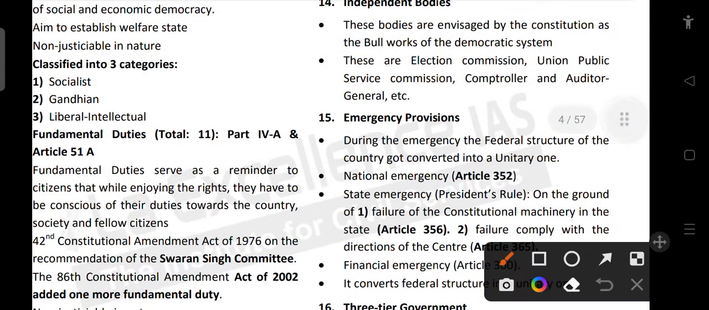And the next feature is emergency provisions. During an emergency, the federal structure of the country gets converted into a unitary one.